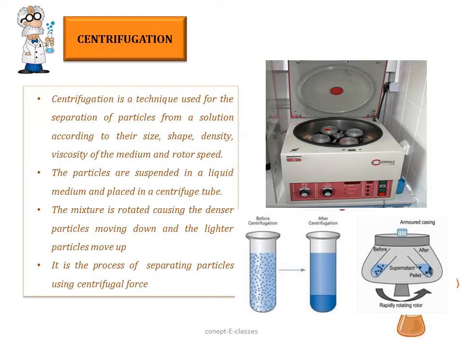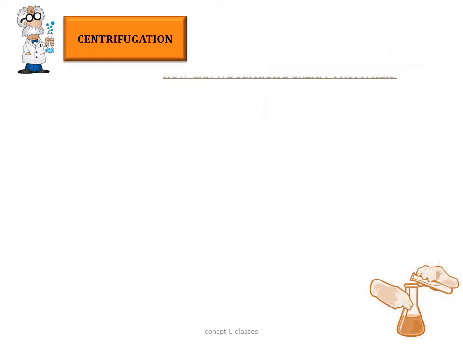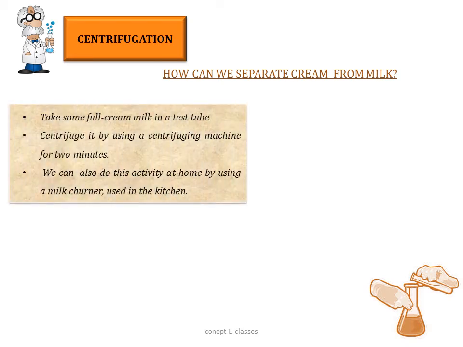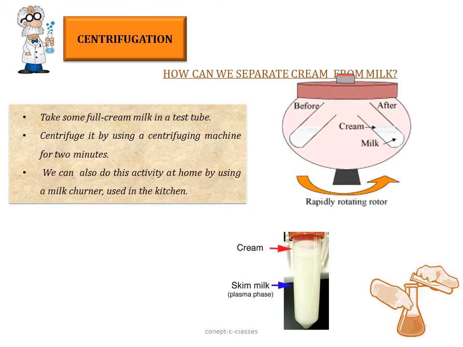So let us understand this through a simple activity. Here we'll see how we can separate cream from milk through centrifugation. Take some full cream milk in a test tube and centrifuge it using a centrifuging machine for 2 minutes. Or if you do not have a centrifuging machine, we can do it manually using a milk churner. So what can we see?